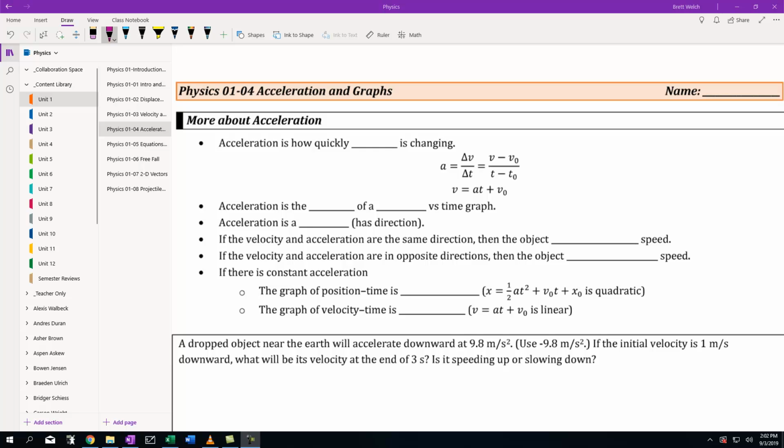Okay, these are the notes for 1.4 in case you missed them out of class. We define acceleration and learn a little bit about it. Specifically, acceleration is how quickly velocity is changing. And so we can talk about it as delta v over delta t.